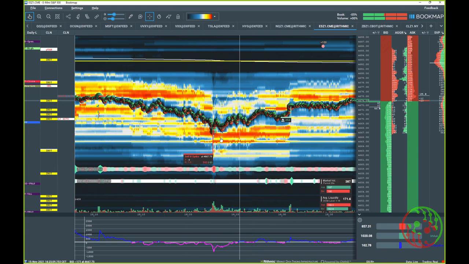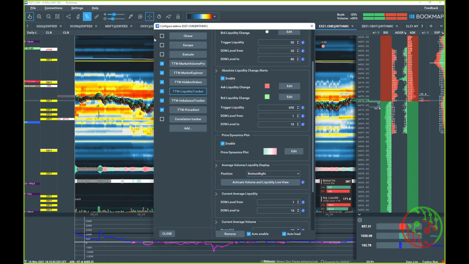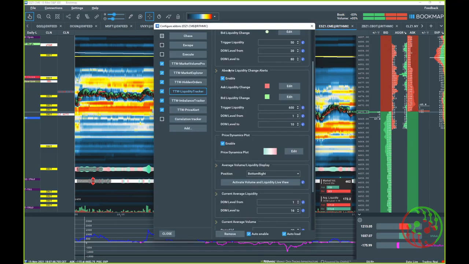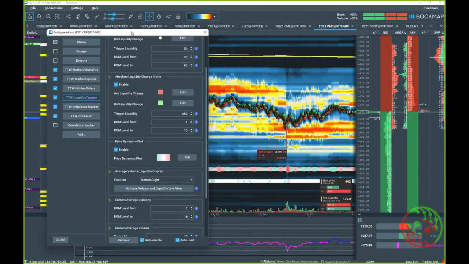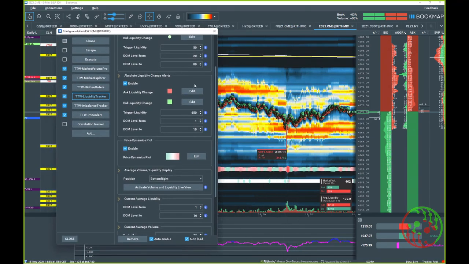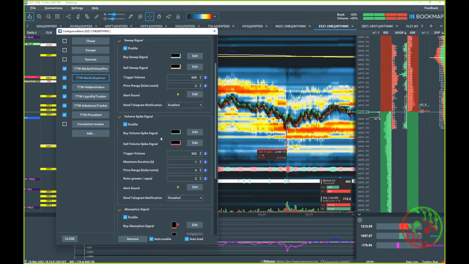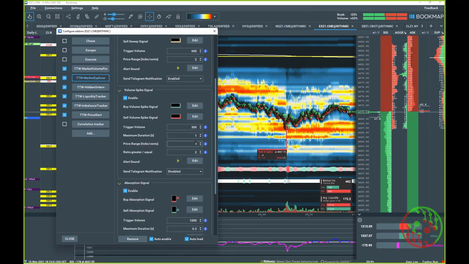So that sell spike right there, that volume spike. Did you change it to get that? I didn't change the sweep because this is not a sweep. I did change the volume spike: 300, 1, 4, 1, 2. Interesting. I can't get that one to show up.